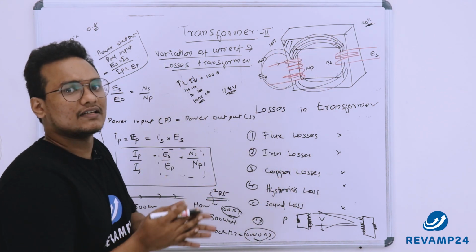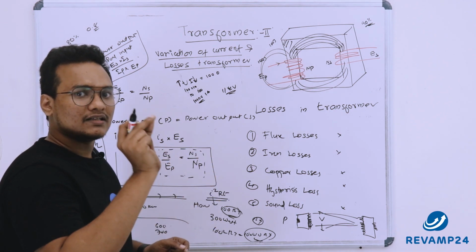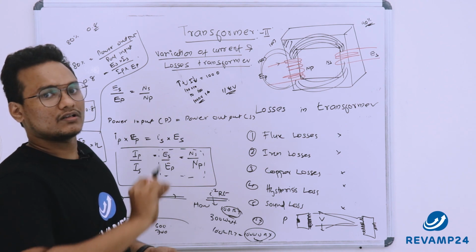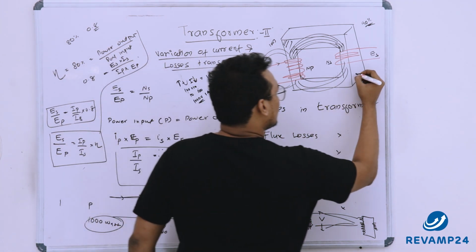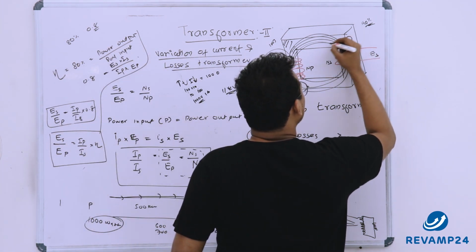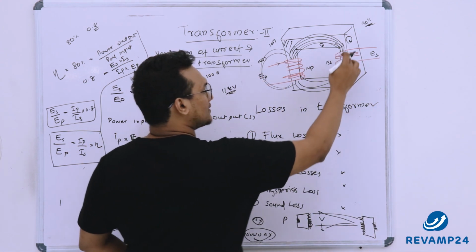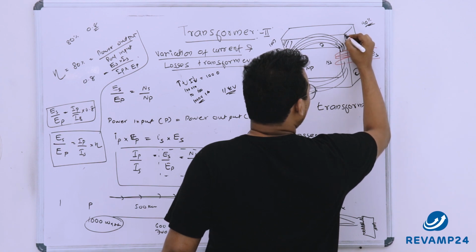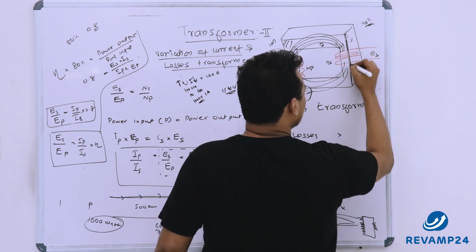Now whenever the flux linked with the metallic core changes, eddy currents are formed by electrons. These are called eddy currents. So inside there would be eddy current. Now this eddy current can be minimized by laminating this sheet.